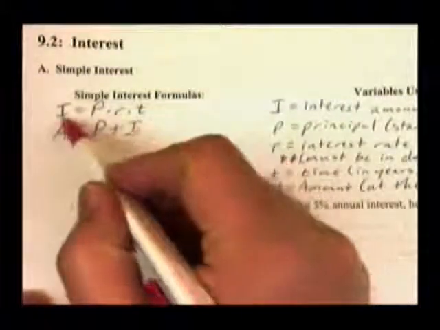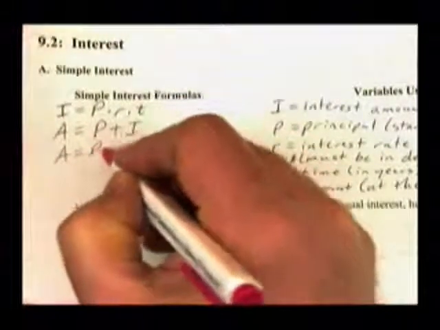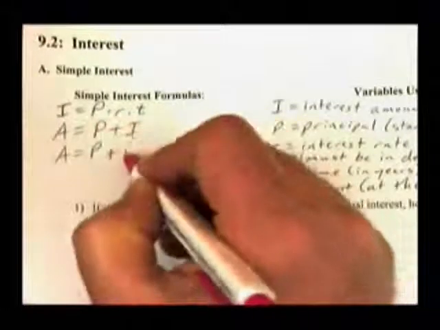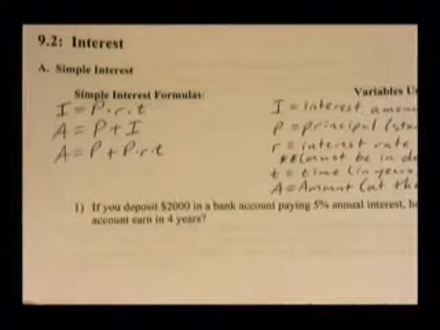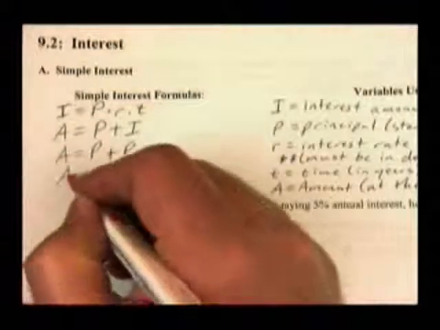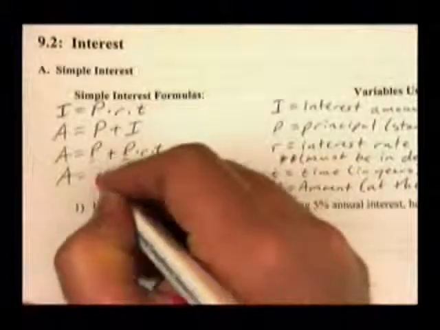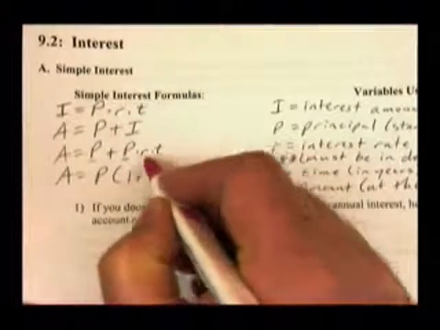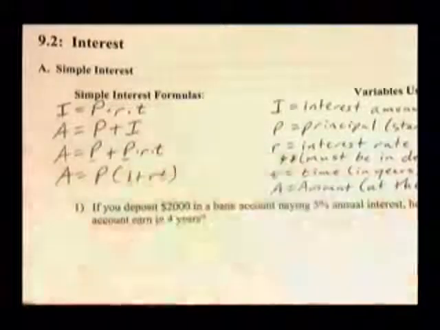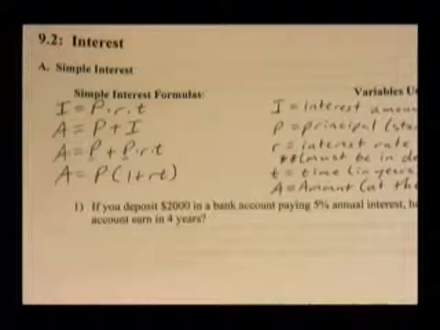So then what you can do is you can say, all right, well, I know the interest is the same as all of this, so I can write that amount equals principal plus the interest, which is principal times rate times time. And then you can do a little algebra with this, and notice that you have a P in each of those terms, so you can factor that out. If you factor a P out of this term, you're left with a 1. Factor a P out of this term, you're left with an RT. So all of those formulas are simple interest formulas that can be used depending on the situation.